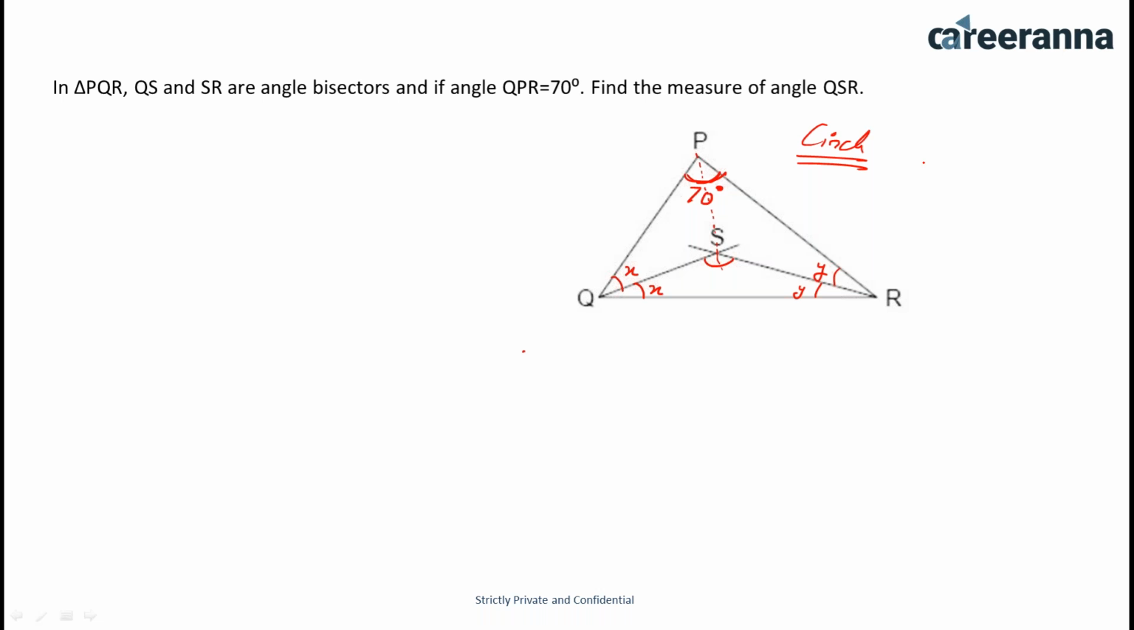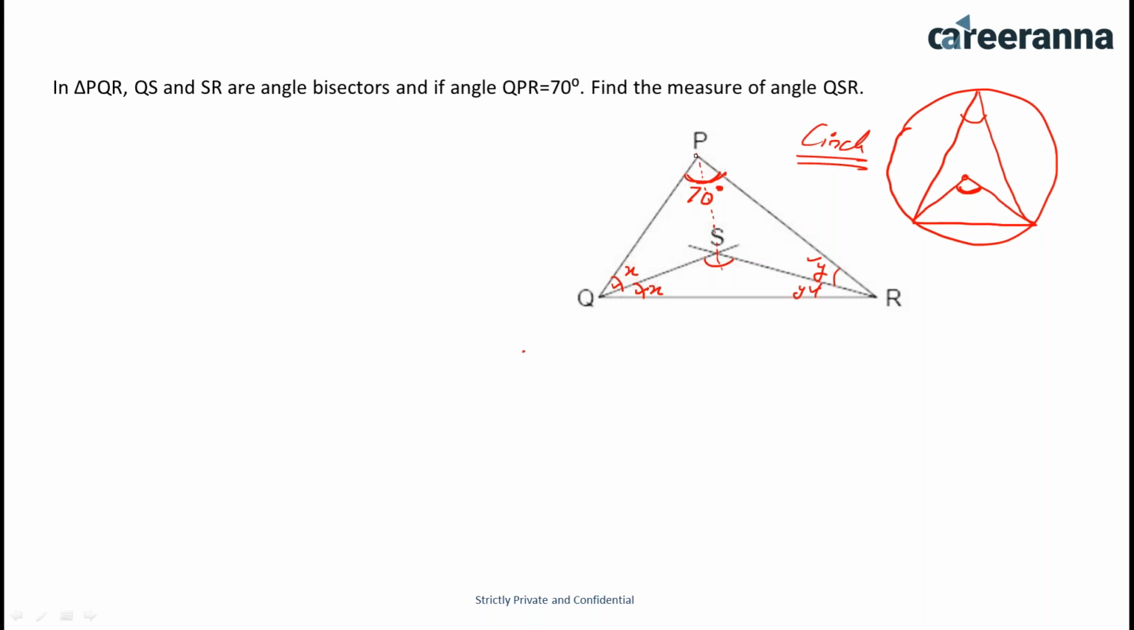If any chord is making two angles at the center or at the circumference, then you can apply this theorem: the angle formed at the center is always twice the angle at the circumference. You can apply that in the case of a circle only. This triangle is not in a circle, nothing like that is given. The question is just saying that QS and SR are angle bisectors. So that means these two angles are equal and these two angles are equal, and that is all we get.